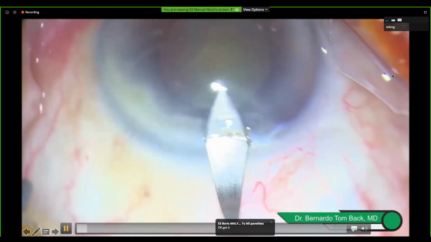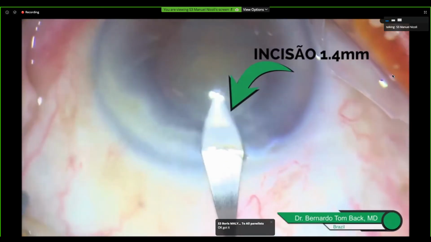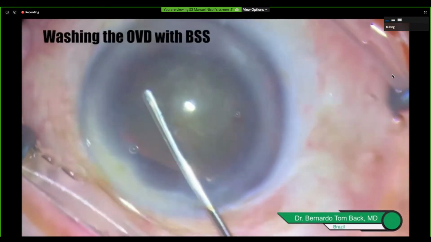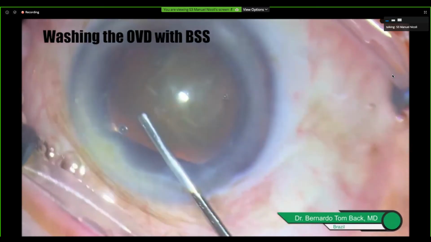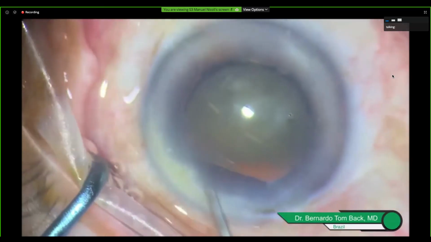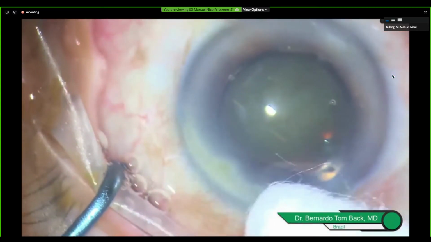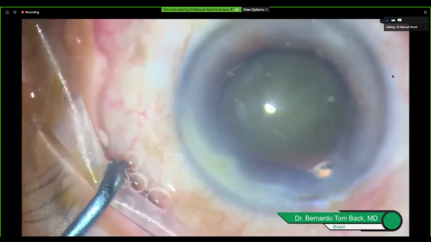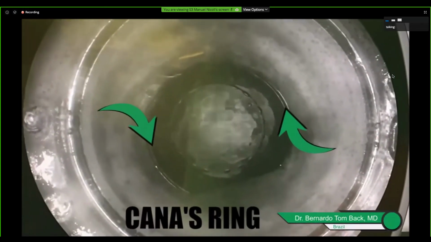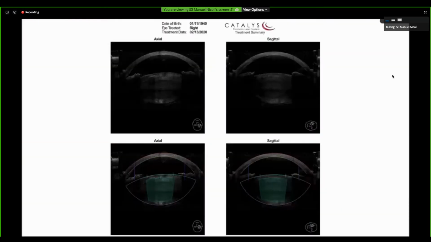This is a video from Bernardo Tombach from Brazil with a case of the Canabrava ring. The utility of this: we use an incision of 1.4, we put in the viscoelastic, then we wash it out with BSS. We irrigate the incision. We don't use a suture. We check the pressure of the eye, and we go to the femto. These are 4.7 capsulorhexis with a Catalys machine.